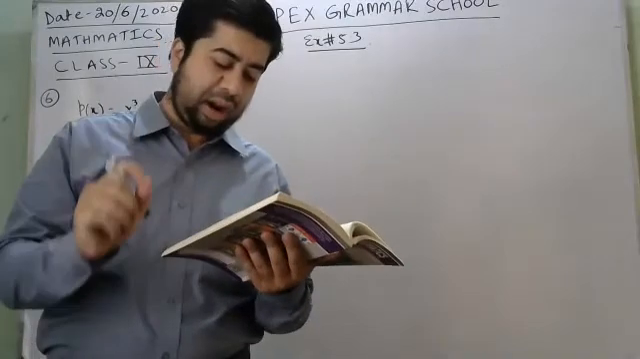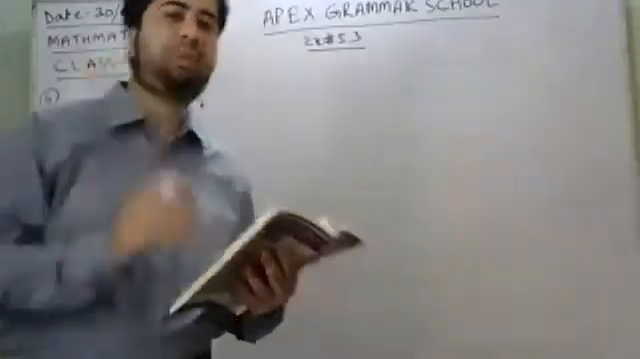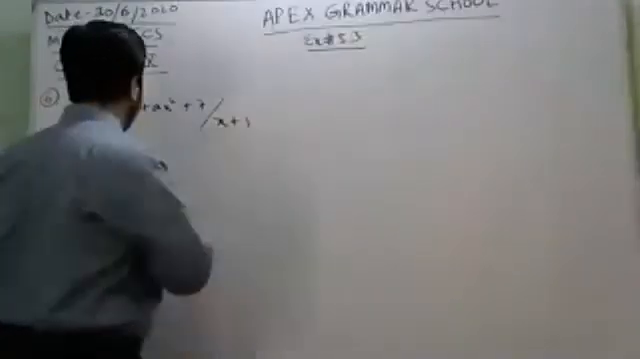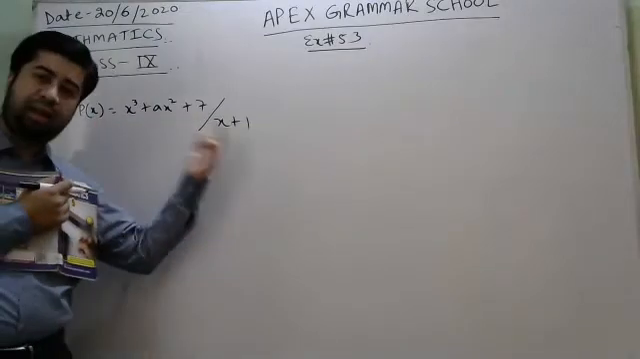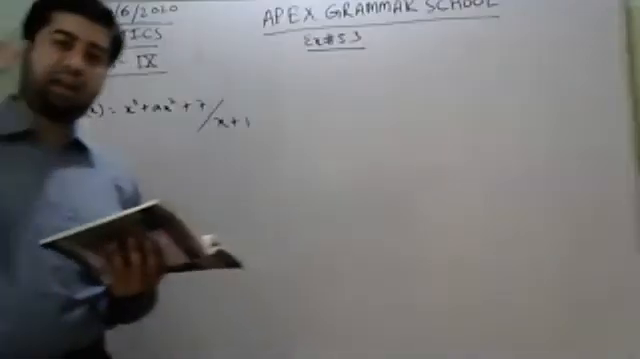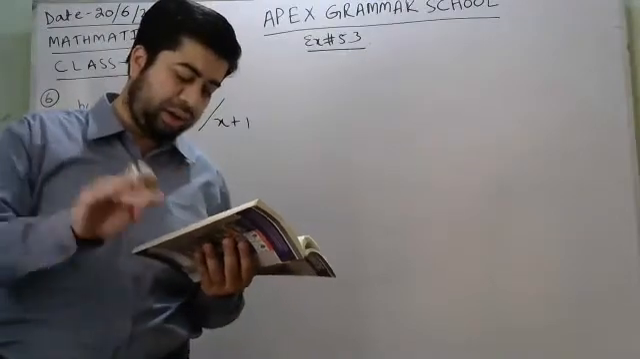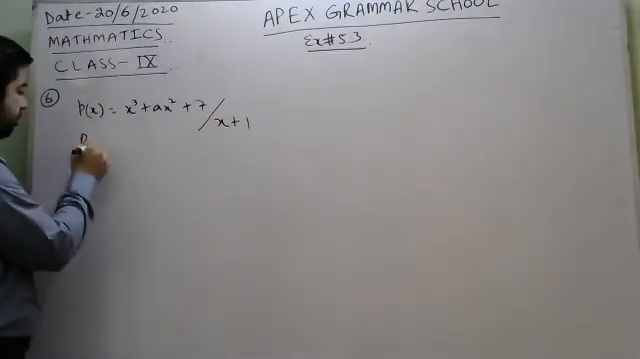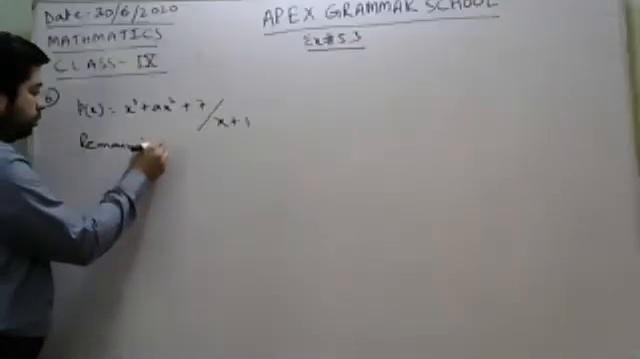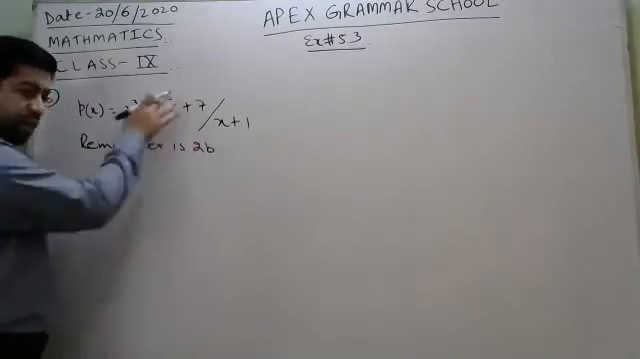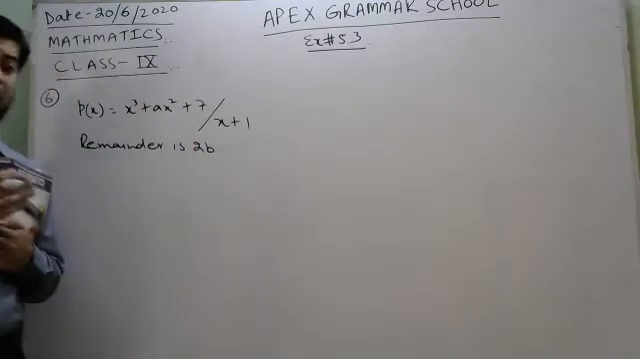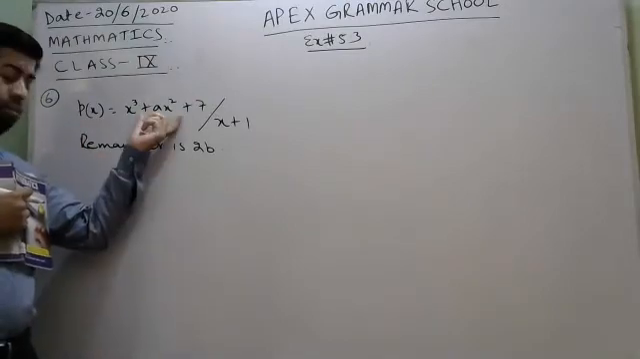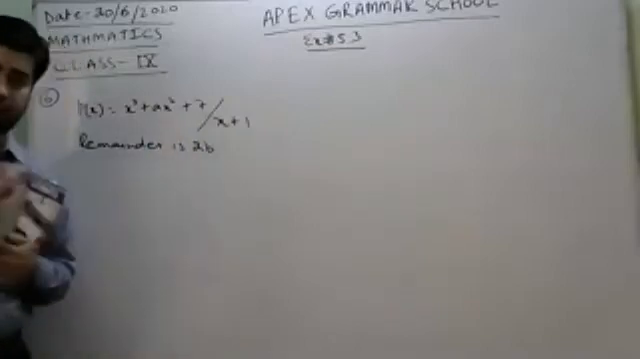The remainder after dividing the polynomial by x plus 1. We have to divide this polynomial by x plus 1, and we are getting some remainder. What is that? The remainder after dividing the polynomial p of x by x plus 1 is 2b. I am repeating again: what is the remainder? This is 2b, after dividing this polynomial by this linear expression. That's it.